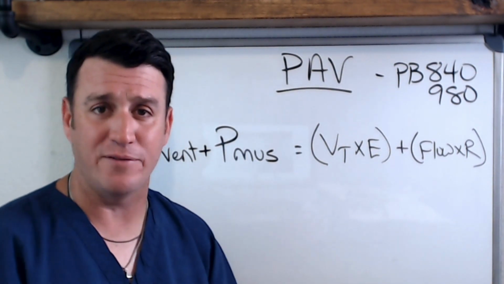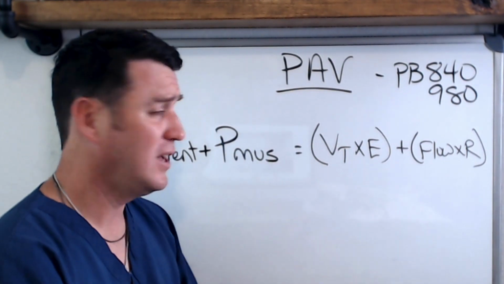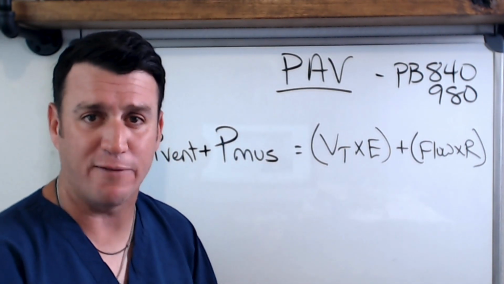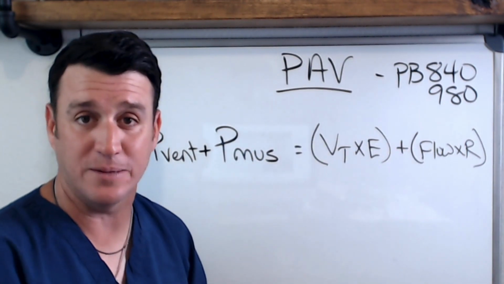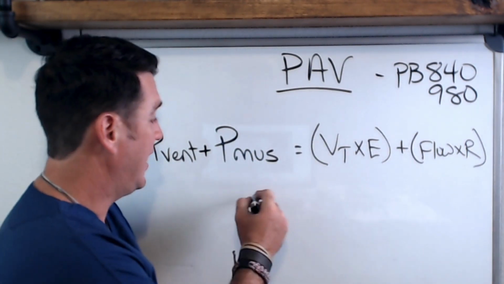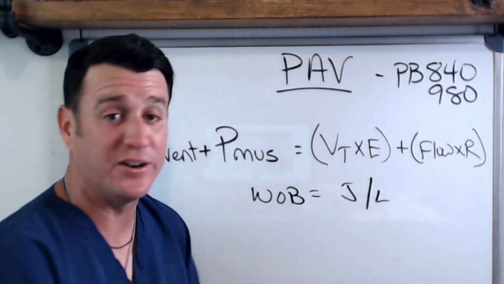That has nothing to do with PAV. That's just helping to explain the way this looks right here, okay? So, algorithm built into the software of this ventilator takes all of this into consideration, and it comes up with a work of breathing, and it gives you that in joules per liter.